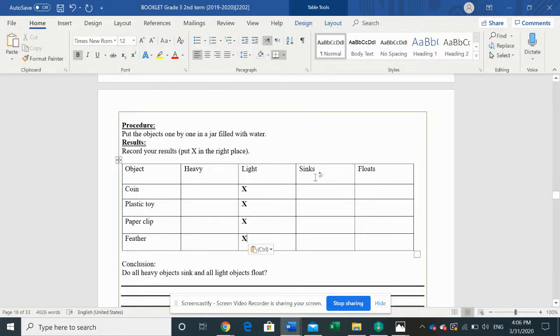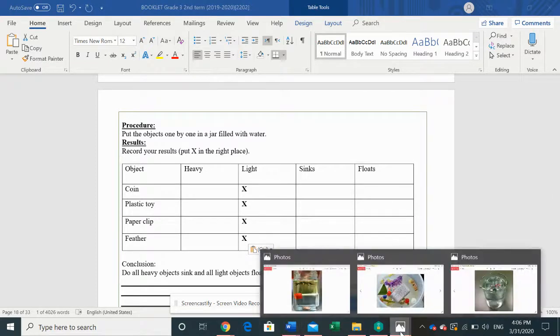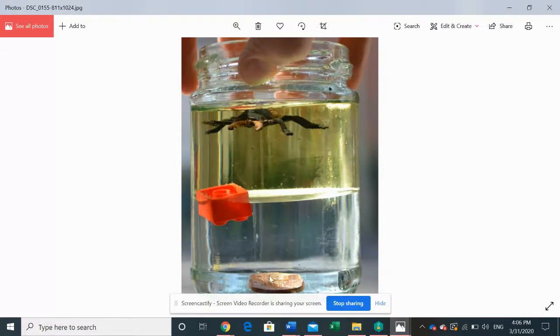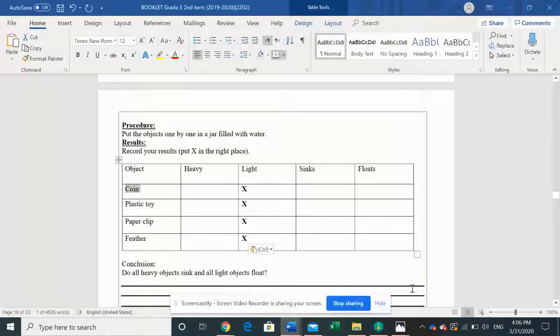Let us now see if the coin will sink or float. A coin, it is light, okay? But will this coin sink or float? I will put here an image now, but I will upload a video about the whole experiment about the coin. Take a look at this coin. The coin goes under the water, so does it sink or float? Great, it sinks. So let us put here the X.